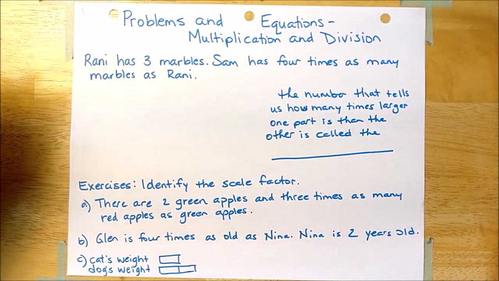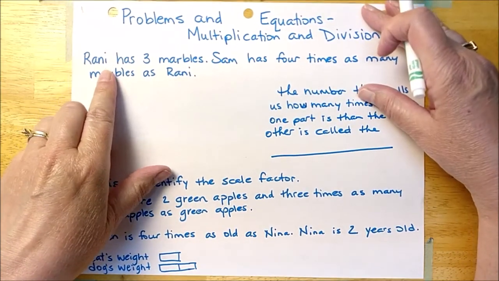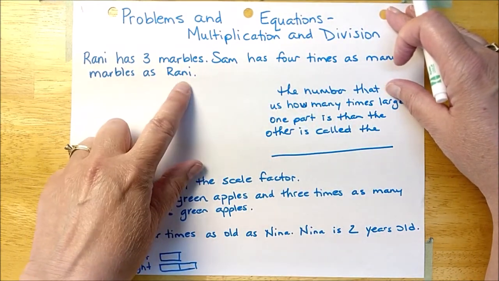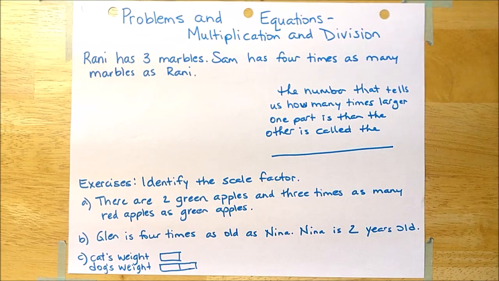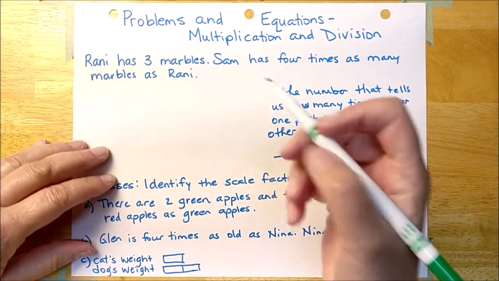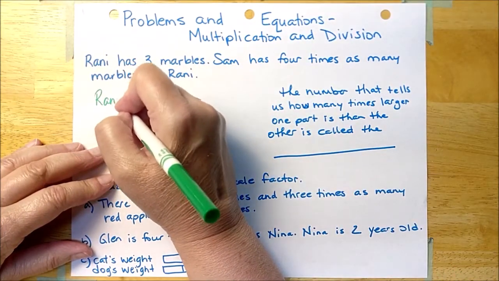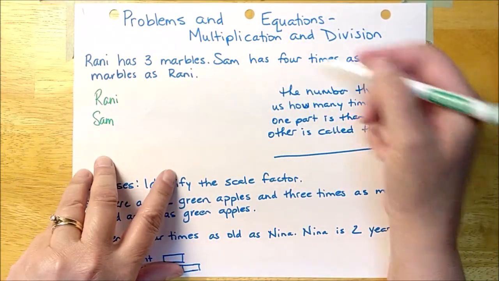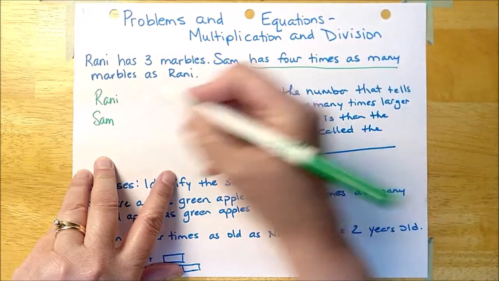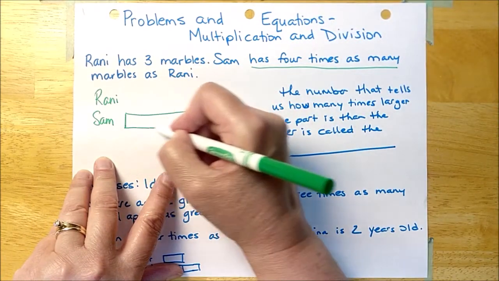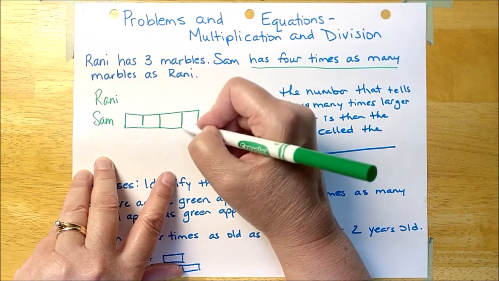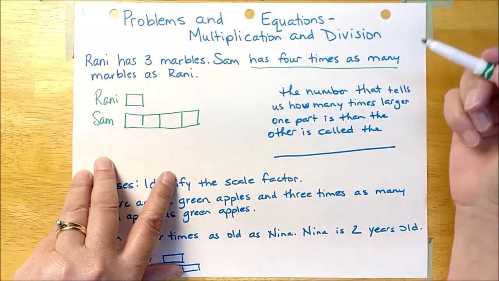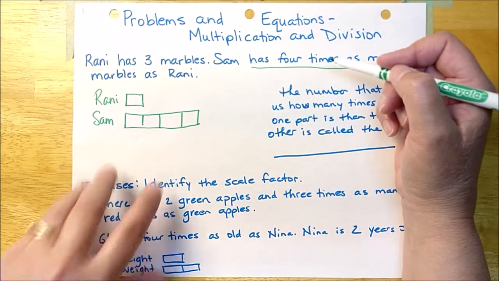Okay, so this is the situation. Rainey has 3 marbles. Sam has 4 times as many marbles as Rainey. So if we want to think back to what we were doing yesterday, we need to draw a diagram. So then I would have Rainey is one of my people, and Sam is another one of my people. Sam has 4 times as many, so that means Sam has 4. And Rainey has 1, because Sam has 4 times as many. So remember how we did that yesterday.